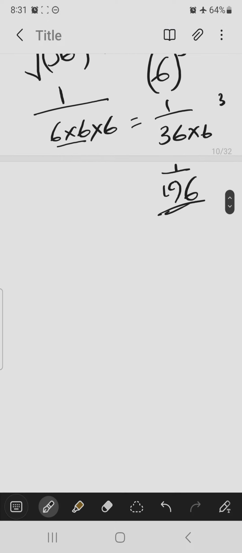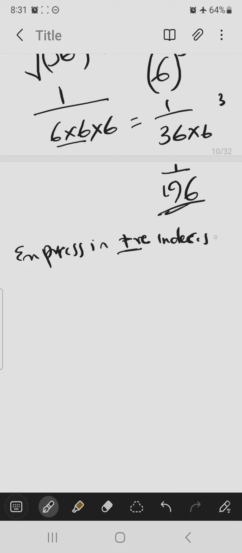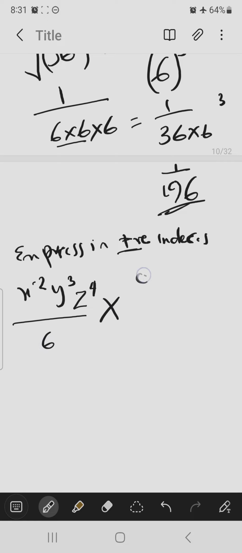So the next one is going to be, they said express in positive indices. We have x raised to power minus 2, y raised to power 3, z raised to power 4, all over 6, multiplied by 9 over x power 3, y raised to power minus 2, z raised to power 4.